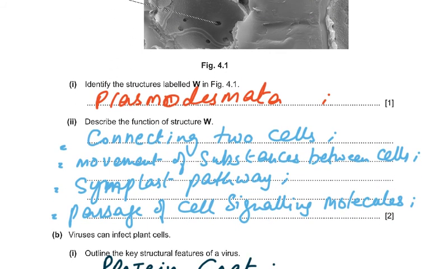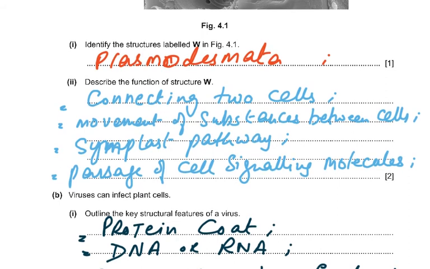Then describe the function of structure W: connecting two cells and movement of substances between the cells, and the simplest pathway, cytoplasm to cytoplasm, is the simplest pathway, and a passage of cell signaling molecules. So number one, connecting two cells.